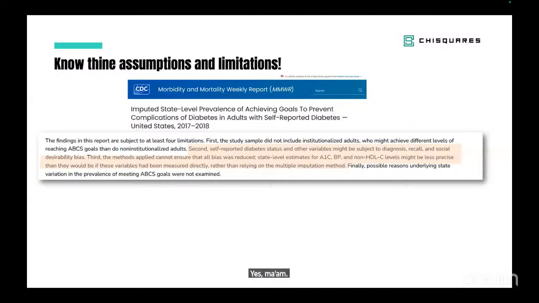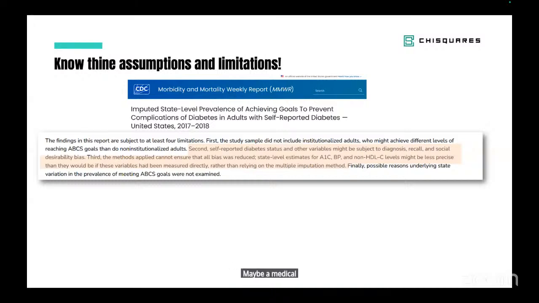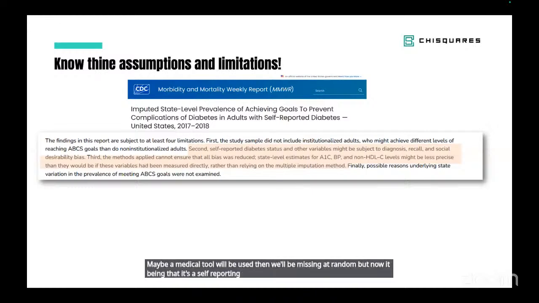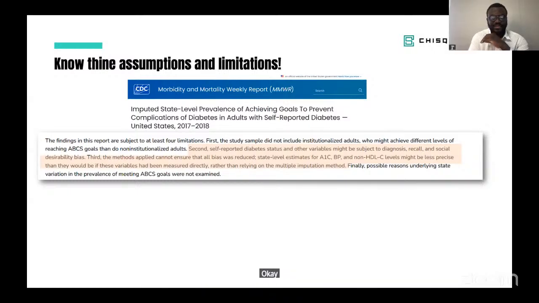Yes, sir, I was thinking on this dimension. If this diabetes status were measurable, maybe a medical tool was used, then it would be missing at random. But now, it being self-reporting, and with the other variables that might affect that self-reporting, then I think it is not necessarily missing at random. That's my opinion. Okay, thank you. Yes, any other thoughts? Taiwo.